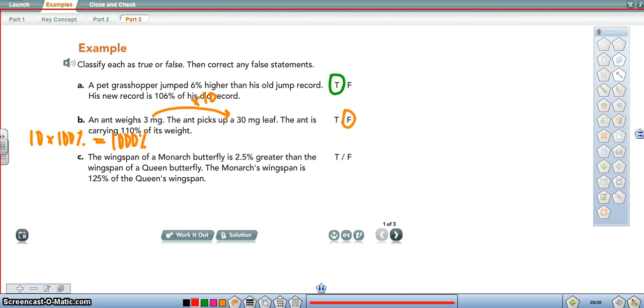Lastly, the wingspan of a monarch butterfly is 2.5% greater than the wingspan of a queen butterfly. Well, the queen butterfly has 100% of its wingspan. It's the complete and full wingspan. So if the monarch's is 2.5% greater than the queen's, that's 2.5% greater than 100. That's 102.5%. So again, they made a mistake, and this statement is false, but we have corrected it.